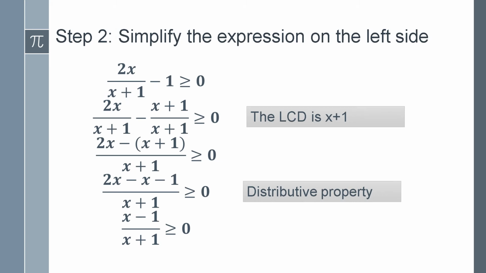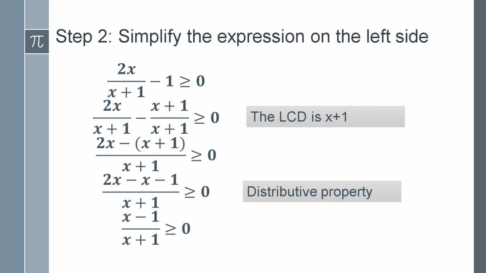The next step is simplify the expression on the left side. As you can see, meron tayong operation na minus 1 sa left side of inequality. As usual, we need to make 1 a fraction, again, by copying the denominator of the rational expression. Just like in 2x over x plus 1, yung x plus 1 ikakopy natin, and then we will make it a fraction. Matik, ang LCD natin dito is x plus 1 because 1 has no denominator.